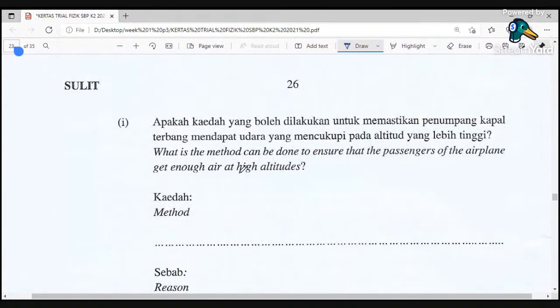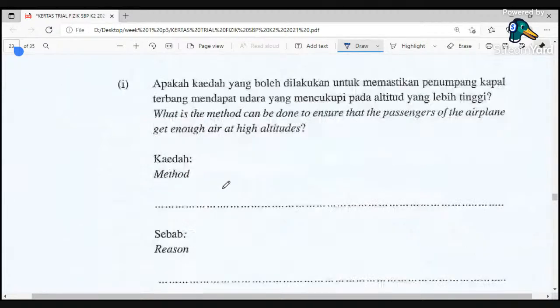So what is the method that can be done to ensure that passengers of an airplane get enough air at high altitude? So means that we need to have more supply of air. Okay.